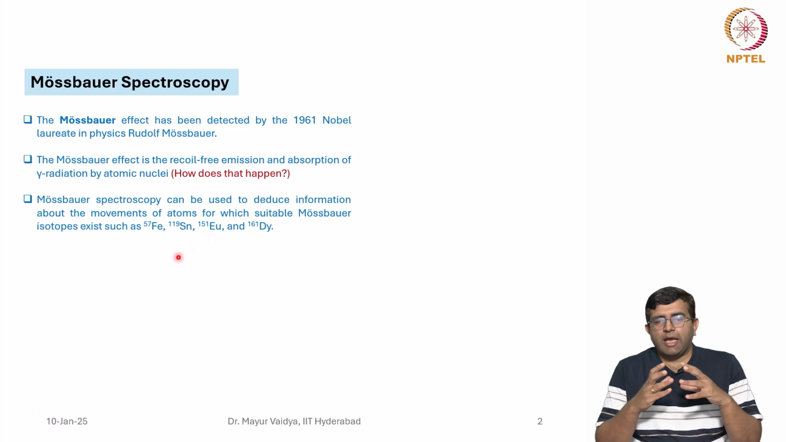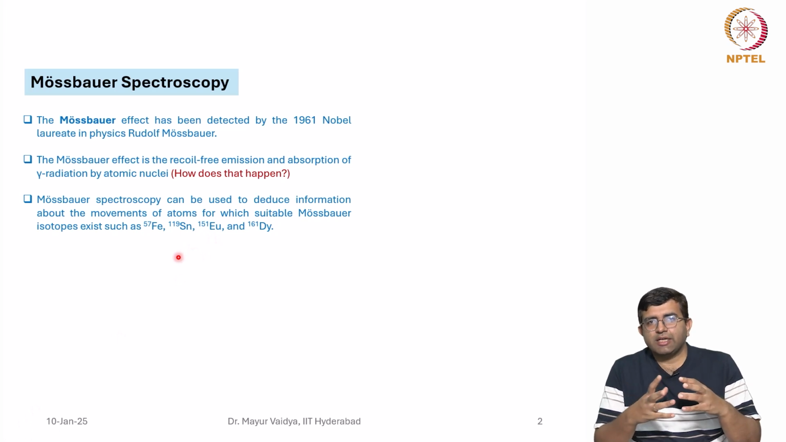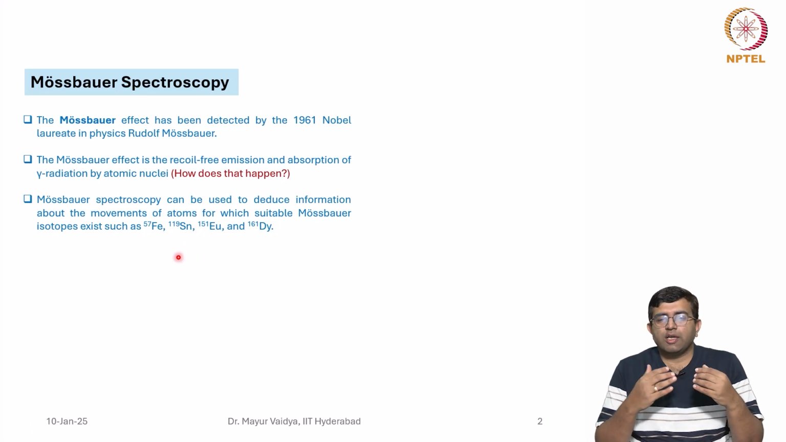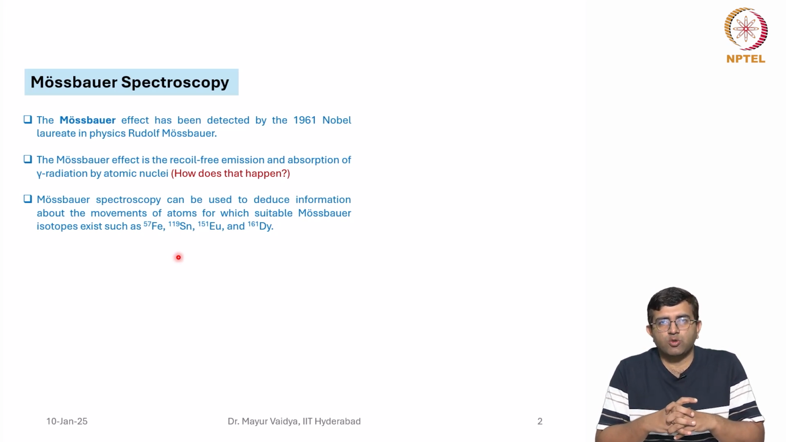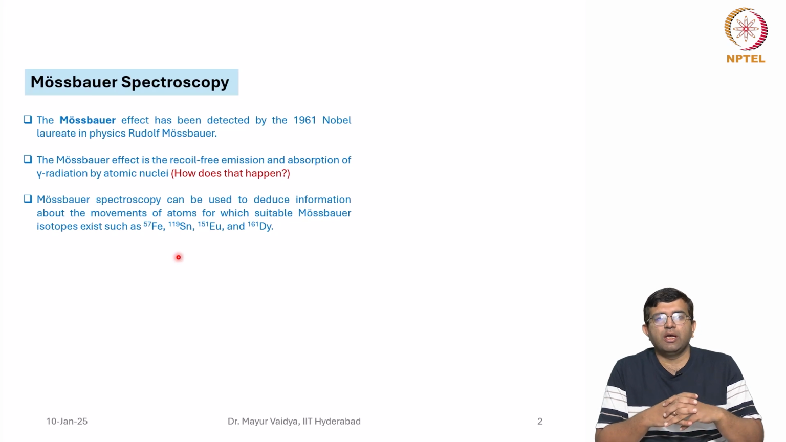But as you can understand, it is not that common. So, it can be used to deduce information about the movement of atoms, for which there are a few Mössbauer isotopes like iron 57, which is one of the most important isotopes used in Mössbauer spectroscopy, then tin and a couple of others.